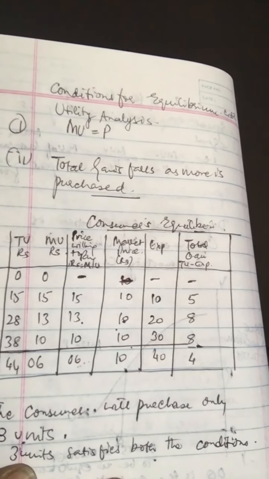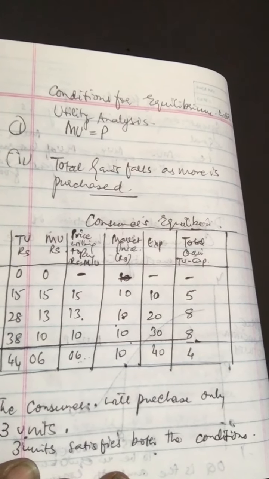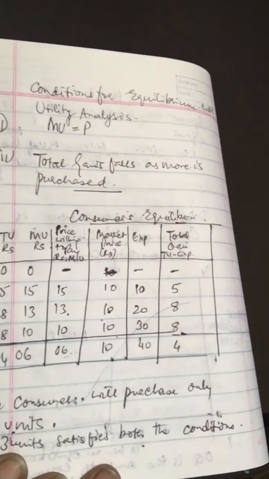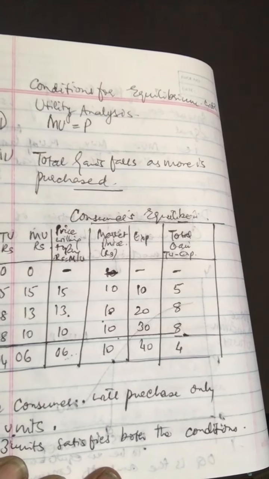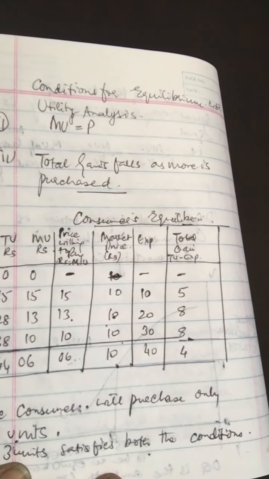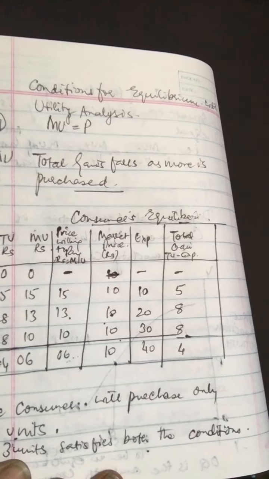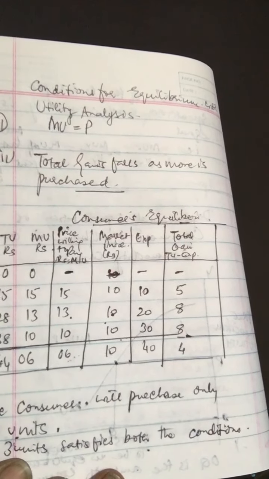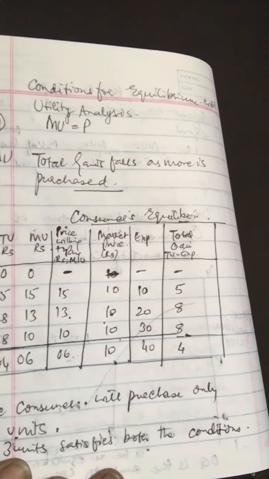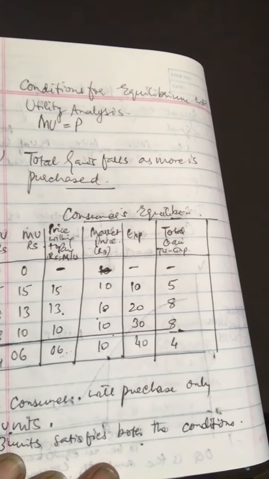Then the market price, which is 10, which is fixed. Expenditure, that is 10 into 1, 10 into 2, etc., 10 into the units purchased, and the total gain that you see. So when you refer to the table, you see that the price of the commodity X in the market is rupees 10 per unit. It means that he has to pay rupees 10 per unit for all the units he buys. The utility obtained from the first unit is 15 utils, that is rupees 15. That means that he bought it for 10 rupees, but the satisfaction that he got was 15 utils. So he has a surplus.